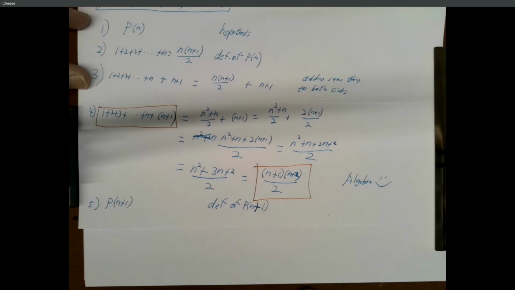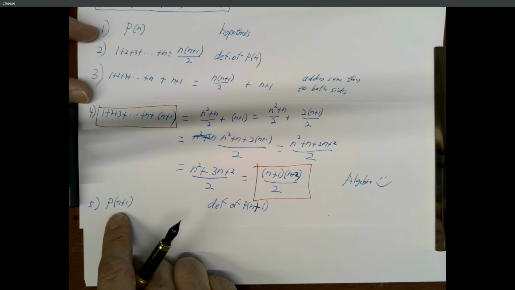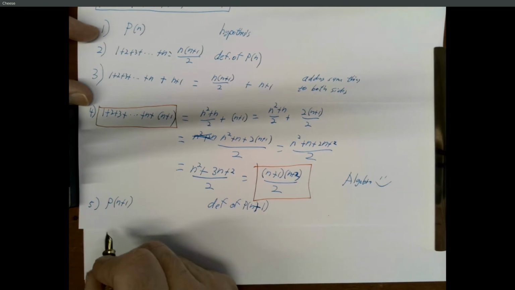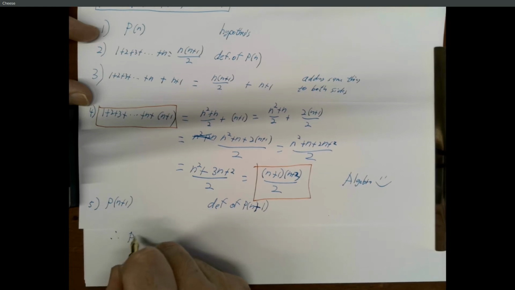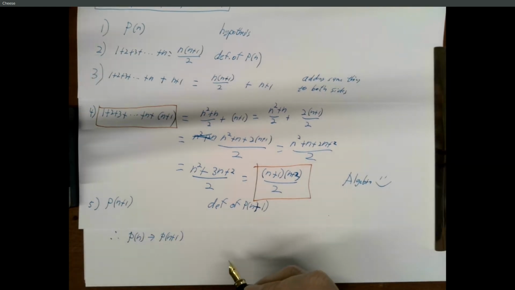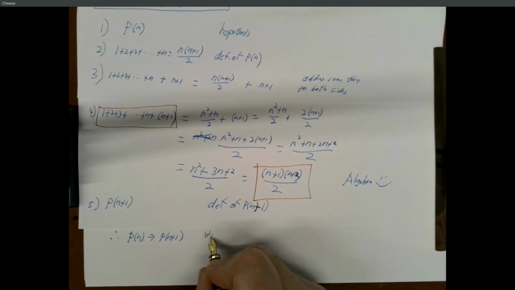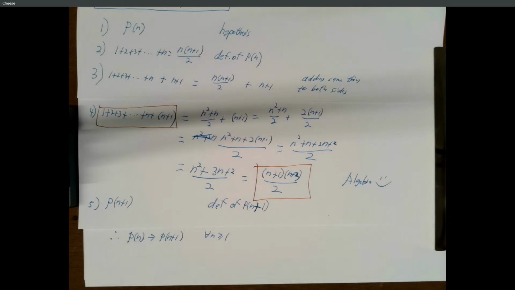All right, so what's happened? I started off by assuming P(n). I've just proven P(n+1). So therefore, P(n) implies P(n+1). And this holds for any n bigger than or equal to 1. That was my only assumption. It doesn't make sense if n is negative or 0.